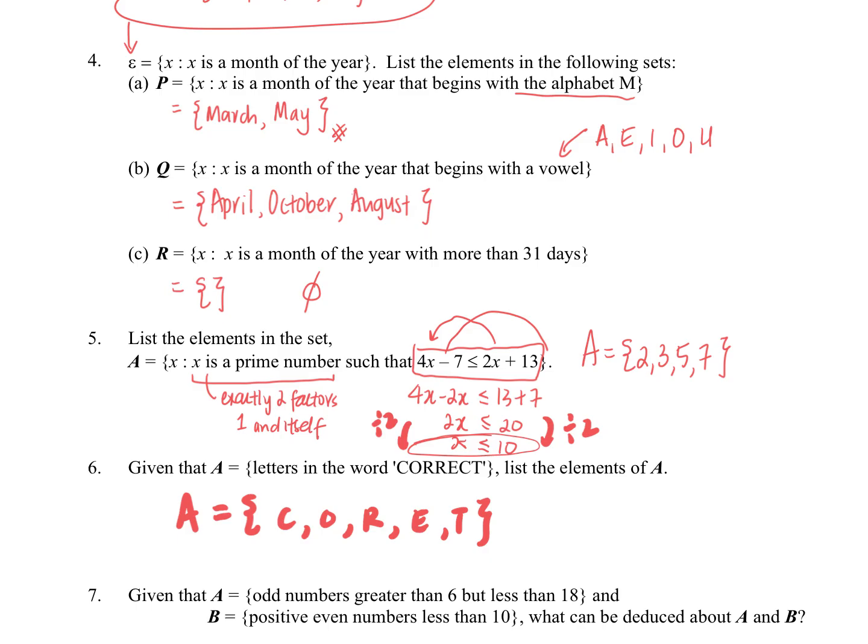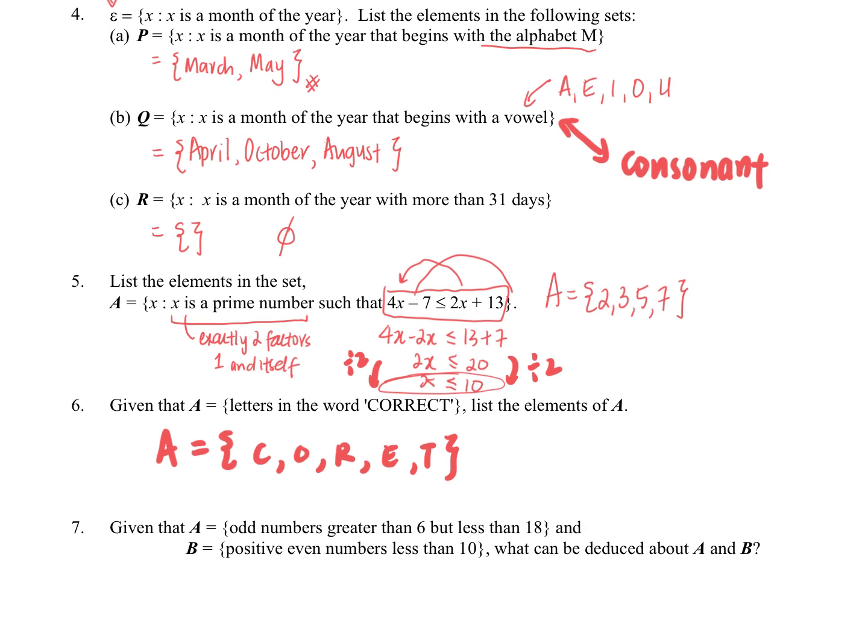Even number is divisible by 2. Odd is everything that cannot be divisible by 2. Just like if it's not a vowel, it's a consonant. So everything that is not a vowel is a consonant. So just remember the opposite relationship. No, don't repeat. They only want the letters in the word.